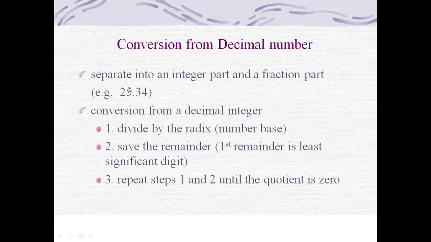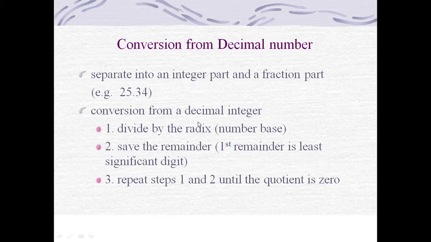For example, this is the number 25.34, and in this number 25 is the integer part and 0.34 is the fraction part. So we have to separate them and convert each part independently, and then combine them together with the decimal point. So conversion from a decimal integer. If we have a floating point number with a decimal integer part and fraction part, we have to just separate the integer part and convert that integer part. And a number can also be given which is just an integer part and doesn't include a fraction part.